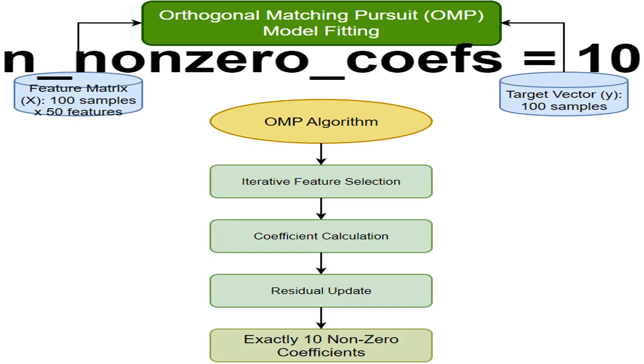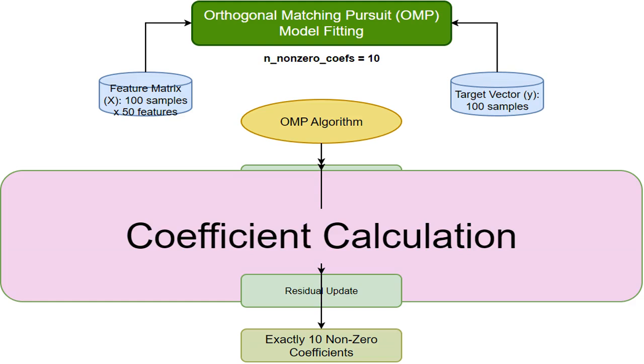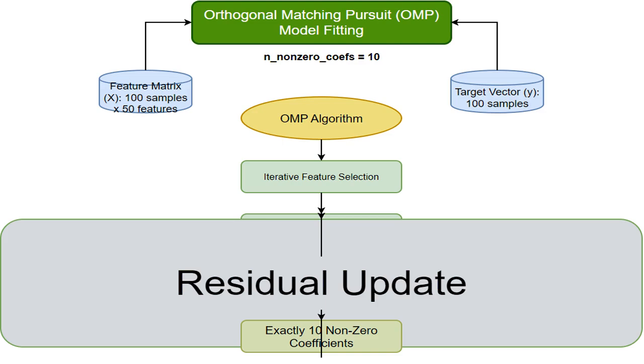OMP works iteratively. I select features one by one. At each step, I choose the feature that best correlates with the part of the target variable that I haven't explained yet, the residual. It's like solving a puzzle piece by piece. Once I've selected a feature, I calculate the coefficient, the importance of that feature, for its contribution to the model. It's like assigning a value or weight to each selected Lego piece based on how well it fits into the puzzle. After calculating the coefficient, I update the residual. The residual is the difference between the actual target variable and what my model predicts so far. I continue selecting features and updating the residual until I meet a specified condition.